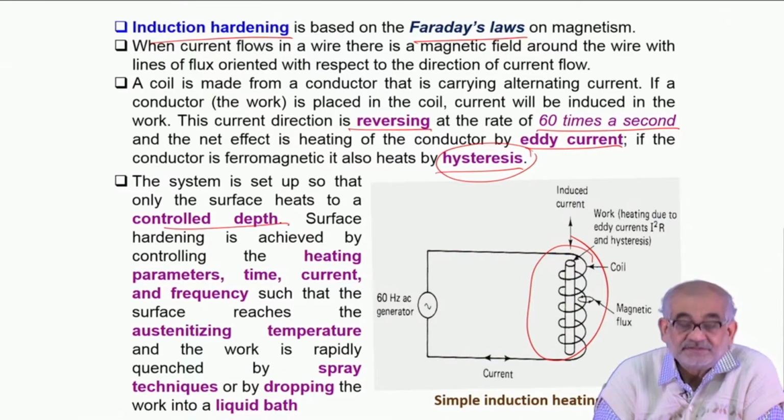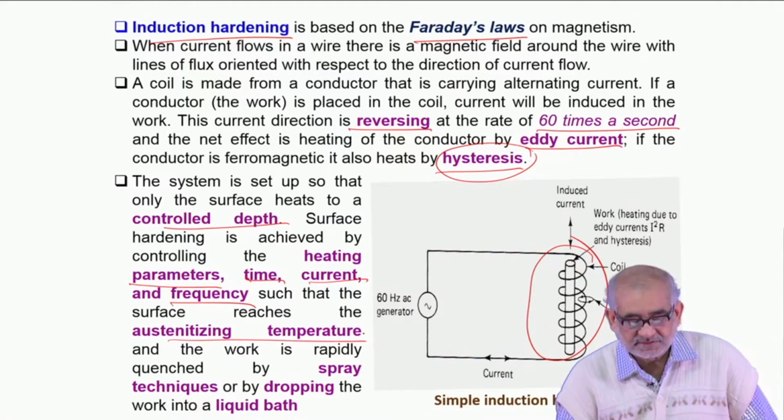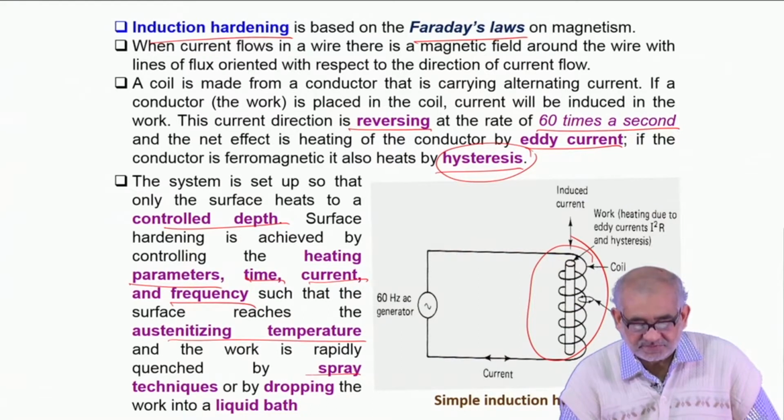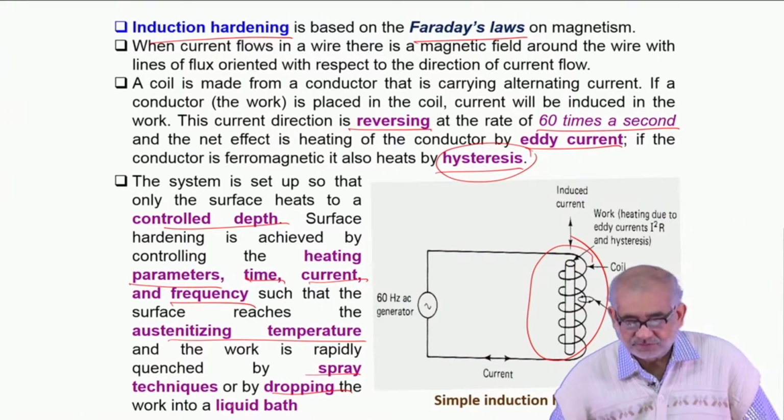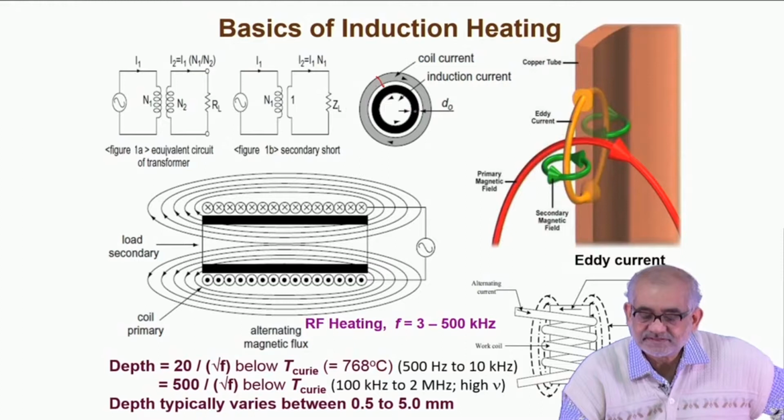As I mentioned, we can control the depth very precisely, and this depth of heating will primarily depend upon the heating parameters: the time of heating, the current, and the frequency, so that we reach the correct austenitizing temperature. Subsequently we quench either by spray, or by dipping or dropping into a liquid bath. So this is the depth. This is the circular section.